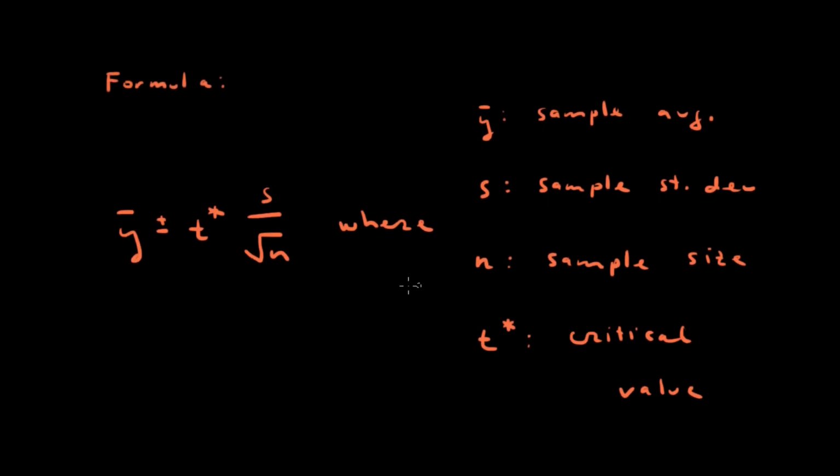Y bar plus or minus T star times S over square root of N. This S over root N is the standard error. Sometimes you might be given the standard error instead of S, which is the sample standard deviation. And that Y bar is just the sample average. N is the sample size, and then T star is the critical value. This guy you will need to use the T calculator in StatCrunch to figure out.